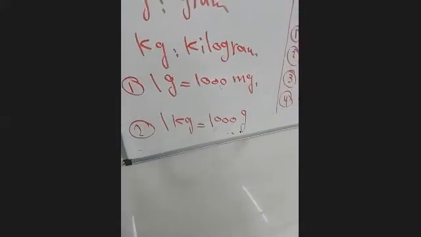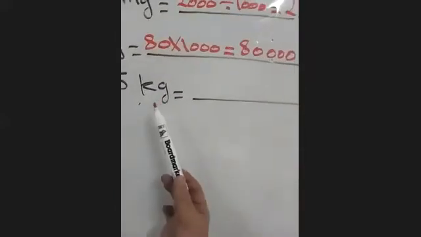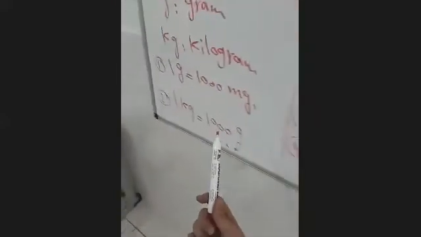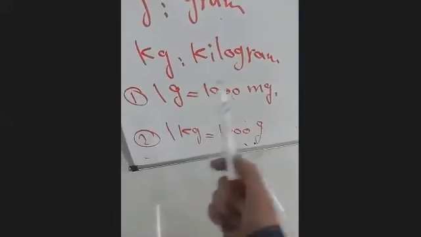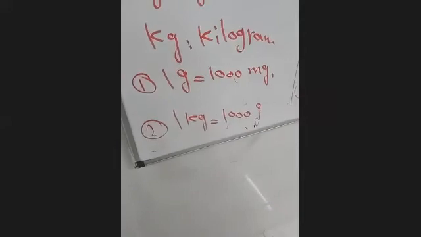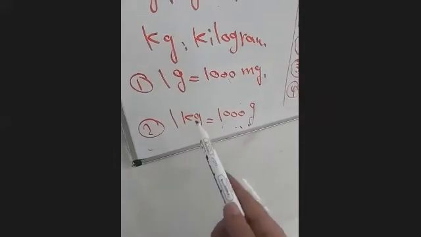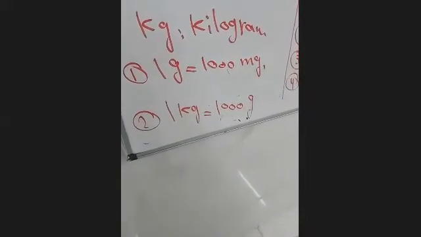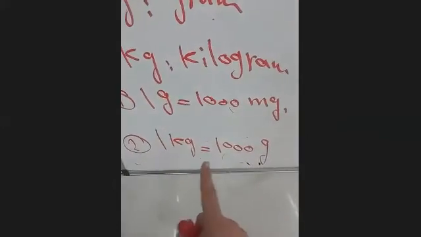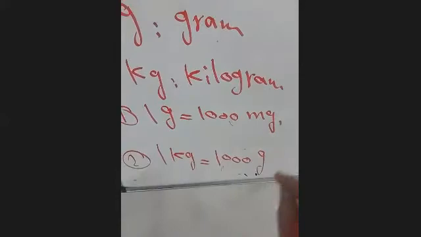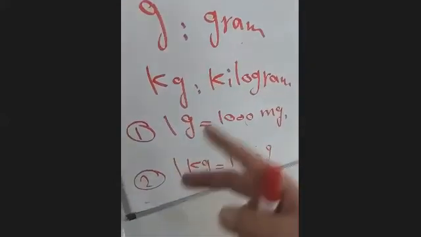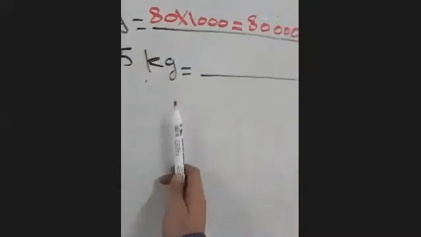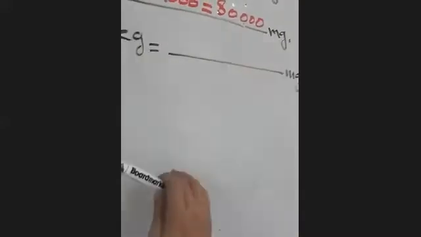No. The question wants us to turn from kilogram to milligram, but we don't have a relation between kilogram and milligram. So we will turn from kilogram to gram, then to milligram. First, I will use relation 2 to turn the kilogram to gram, then I will turn the gram to milligram. So here I'm using more than one relation.